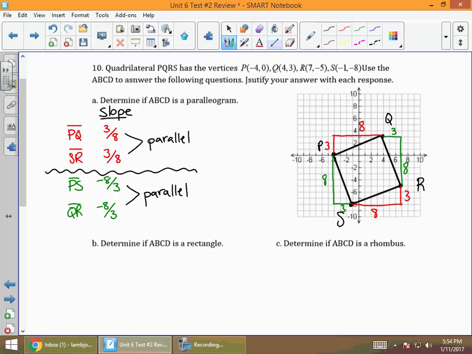So the question is, is this thing a parallelogram? Yes, it is. Why? Because both pairs of opposite sides are parallel. Yes, it is a parallelogram.